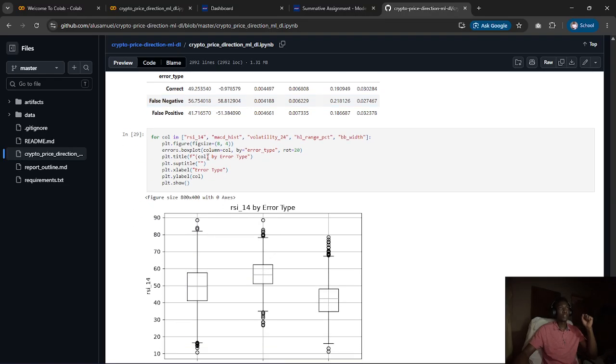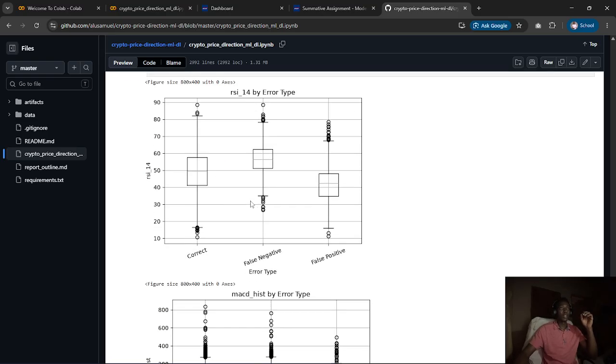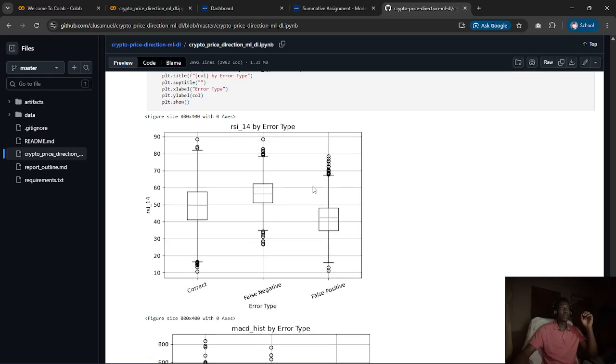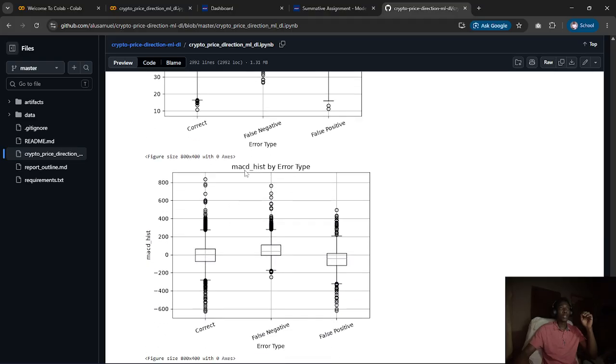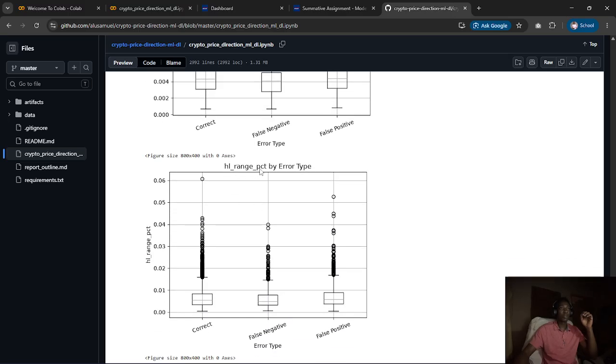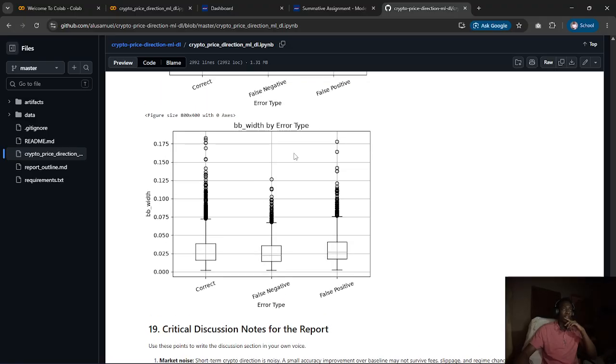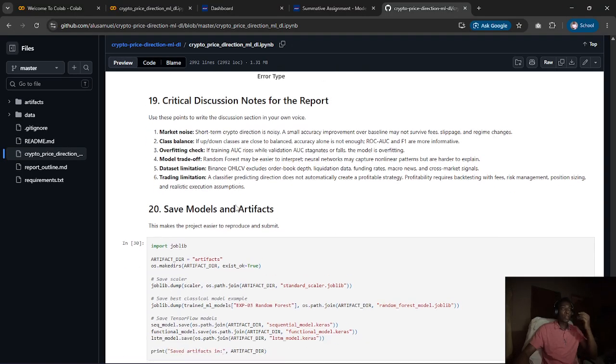So on this part here, I will be looking at the columns, which will show RSI 14, MACD histogram, volatility 24, historical range, and our BB width, and this will be the actual error type, how things will be, and MACD histogram, and also volatility will be seen like this, and also this error type for high range, and also BB width by errors. So this is all.